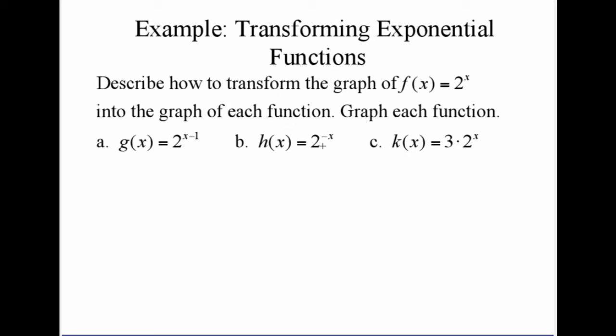If you look at b, we're changing the sign of the inputs from f. And that's always going to involve a reflection anytime we're changing the sign of inputs or outputs. And then k, part c here, k of x, we're taking the function f, 3 times 2 to the x. And anytime we multiply a function by some value, that's going to involve a stretch or a compression.